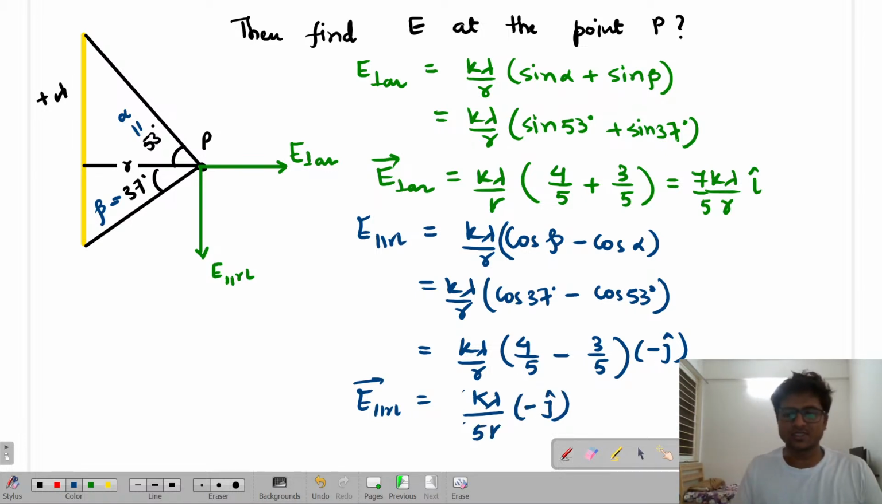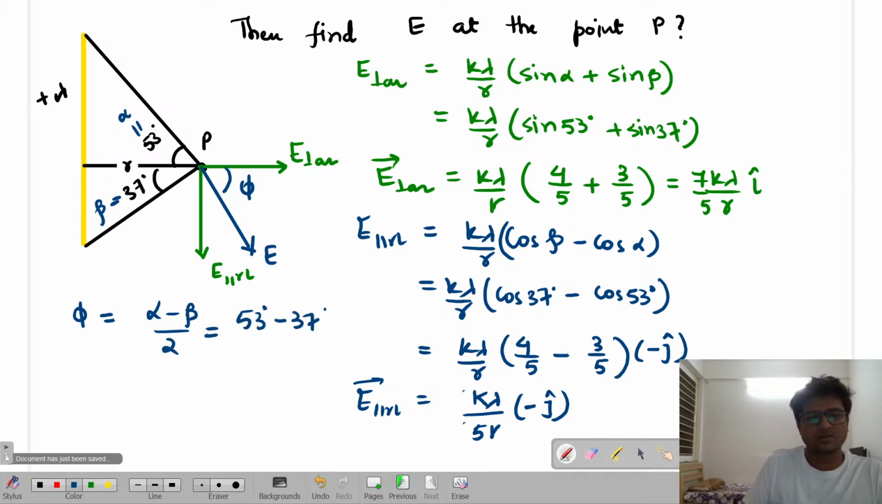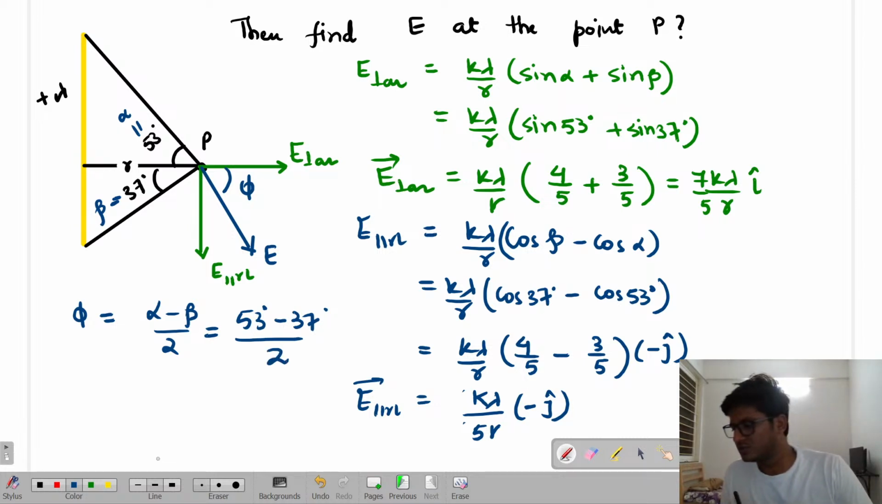We know that the resultant will be in some direction, and that resultant will make some angle phi over here, isn't it? That phi will be given as alpha minus beta by 2. Alpha is 53, beta is 37, divided by 2, isn't it?